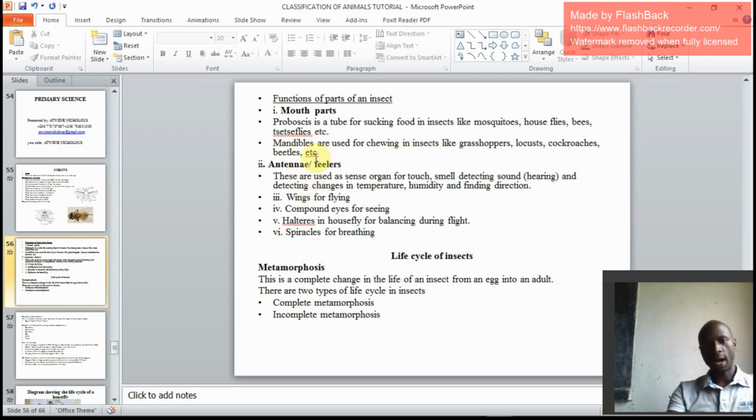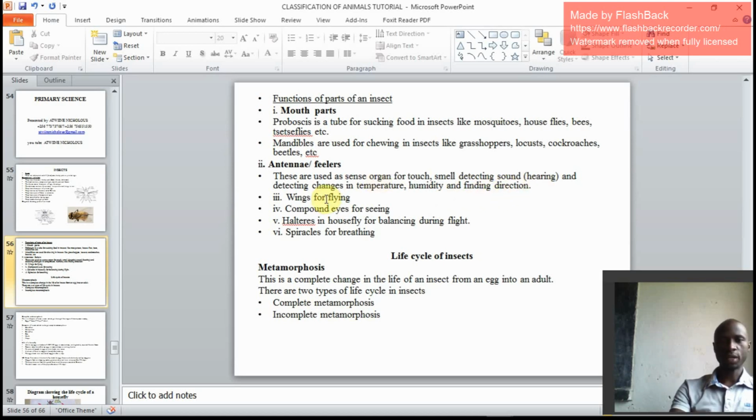Then we have antennae or feelers. They are used as sense organs for touch, for smelling, and for detecting sound, meaning hearing. They may ask which part of an insect has the same function as our ears. You will have to say feelers. And they also smell, meaning they are similar to the nose of human beings. Then they also detect temperature. They detect humidity, the amount of water vapor in the atmosphere. Still, they also aid in finding direction.